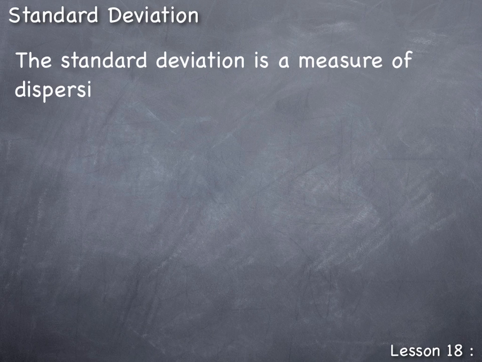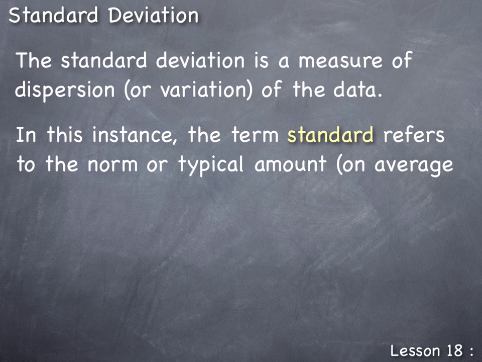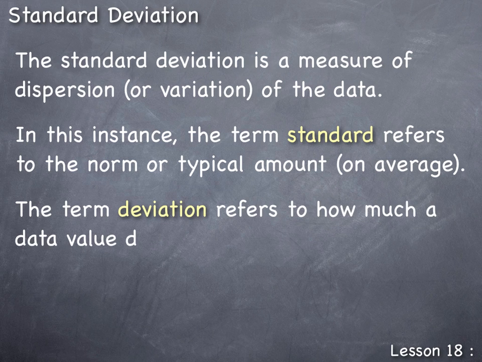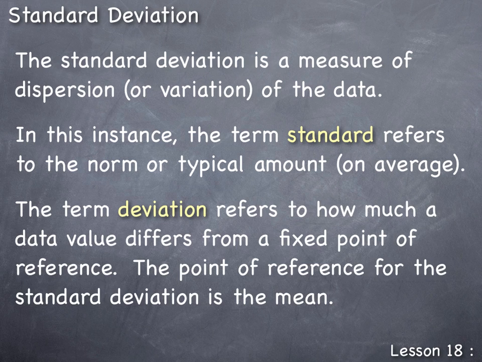The standard deviation is a measure of dispersion or variation of the data. In this instance, the term standard refers to the norm or typical amount, that is, on the average. The term deviation refers to how much a data value differs from a fixed point of reference. The point of reference for the standard deviation is the mean. Putting these two ideas together, we have the standard deviation.